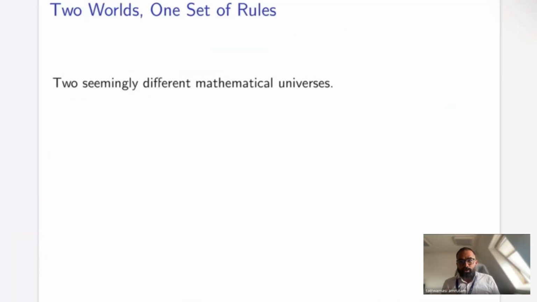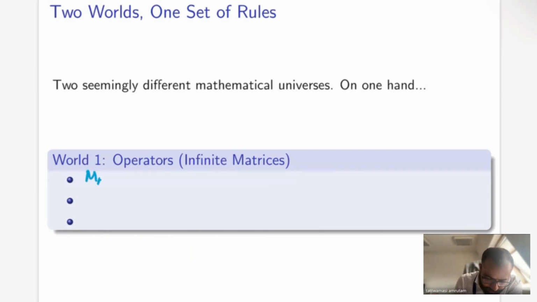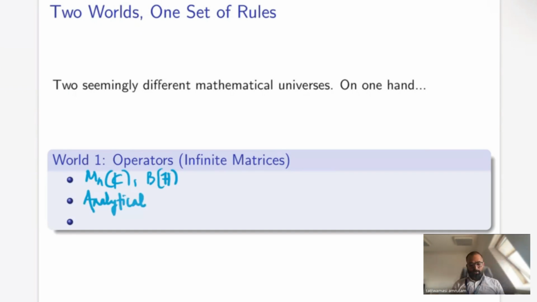Okay, so based on these examples, just to wrap it up, there are two different worlds, but one set of rules. The first world was very non-commutative, like infinite matrices. Think of M_n(C), for example, or if we are very brave, infinite dimensional operators. In M_n(C), two matrices do not necessarily commute. So this is analytical: the infinite dimensional matrices B(H), and moreover, these are non-commutative. Abstractly, this is one type of world that we are working on.